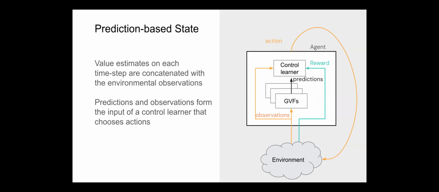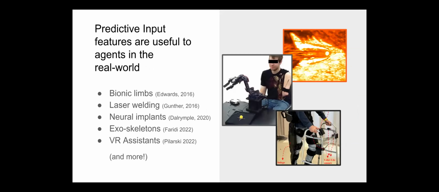So in this case, what we're doing is we're taking these value estimates, we're taking these GVFs, and we're concatenating the predictions that are made on each time step with the observations that the agent receives from the environment. So we're augmenting the observations that the agent receives with estimates about what it feels the future will be like from its perspective. And this is actually a really rich applied area of reinforcement learning work, surprisingly. Predictive input features are very useful for real-world applications of RL.